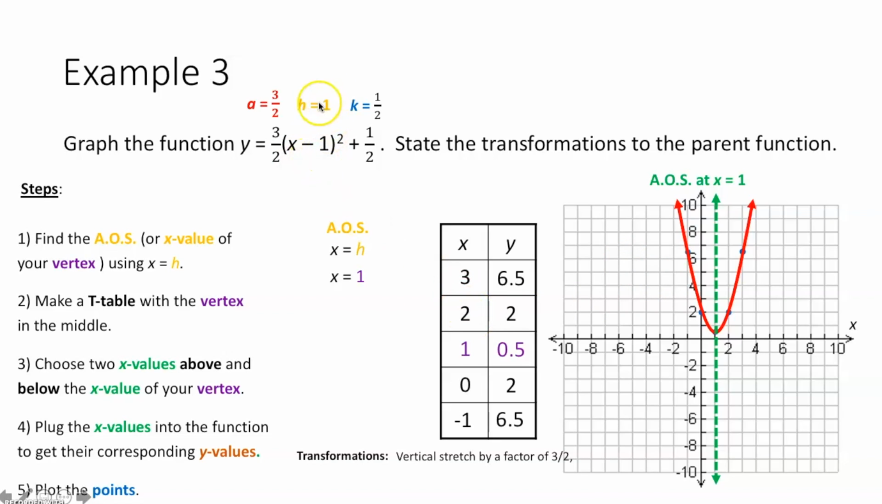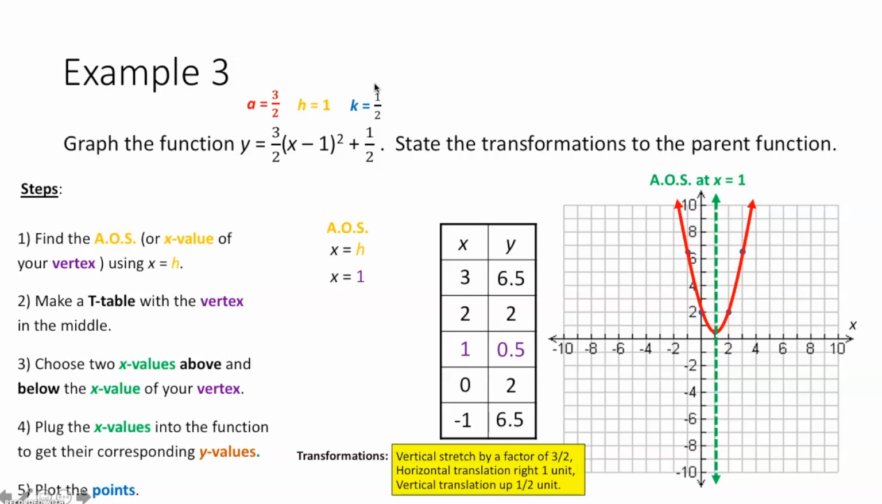We then look at our h. What did our h do? Well, our h is 1. So it's going to shift the parent function to the right 1 unit. So it's a horizontal translation, right 1 unit. And then our k is 1/2. So since our k is 1/2, that's going to be shifting the graph, the parent function, up 1/2 unit.